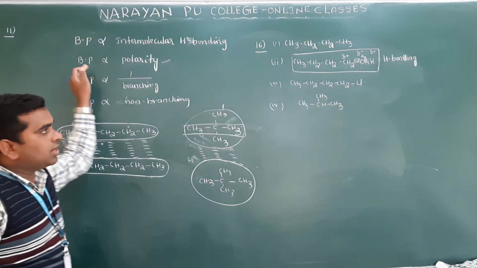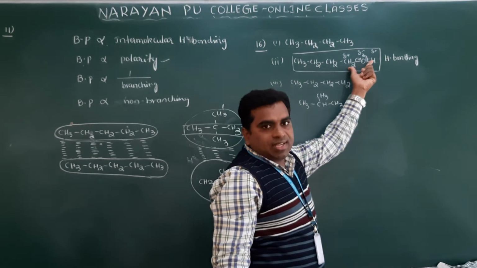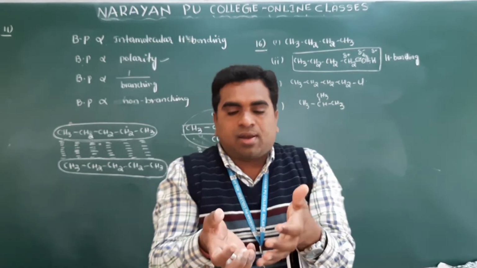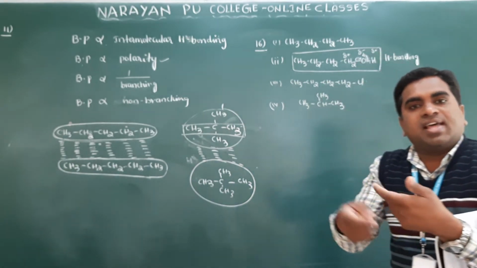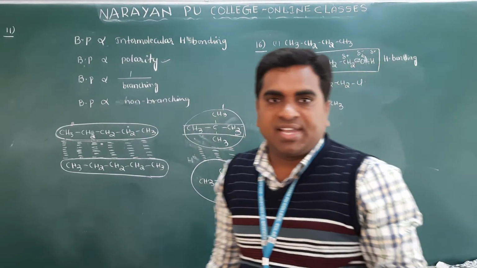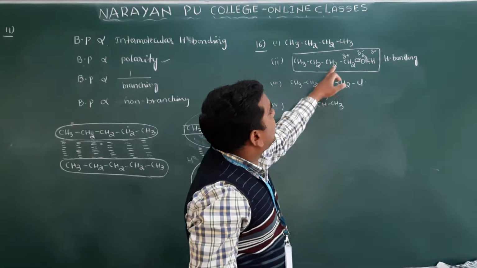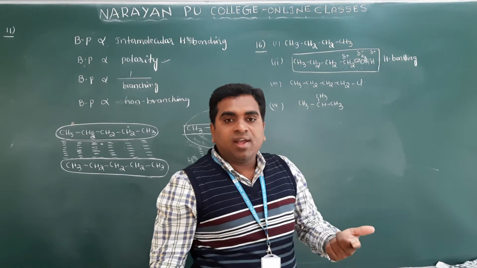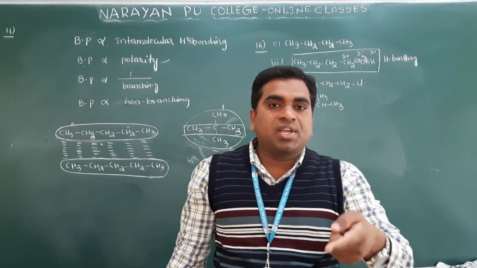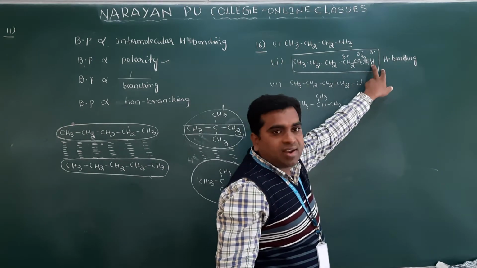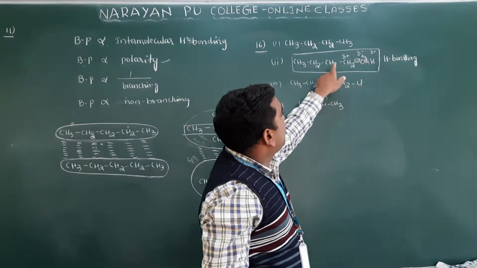Got my point here? One is polarity. This molecule is a polar molecule. When the molecule is polar, the bond is strong, and then automatically the boiling point increases. And along with that polarity, which bonds are present here? Hydrogen bonding. Hydrogen bonding also helps to increase the boiling point. So these two factors increase the boiling point of this molecule.